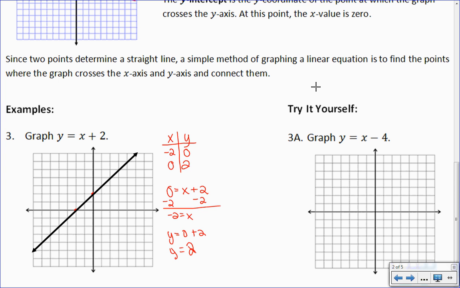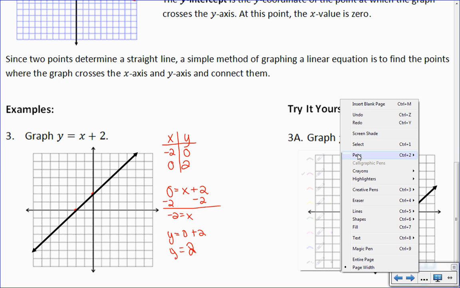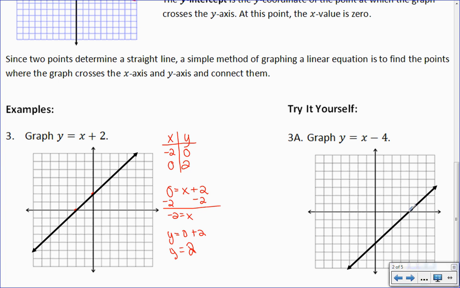Okay, so the two intercepts you should have gotten should have been an x-intercept of 4 and a y-intercept of negative 4. So your graph should look like this. Should have an x-intercept of 4, a y-intercept of negative 4.